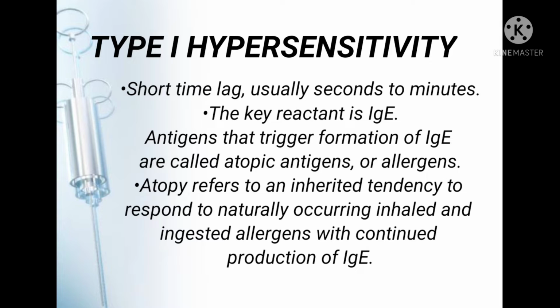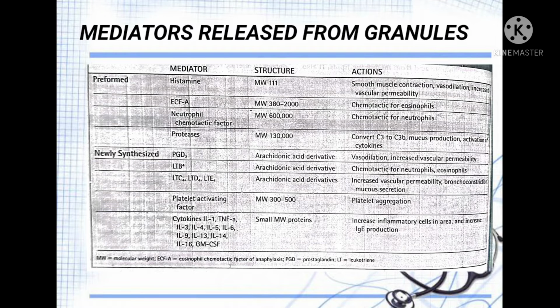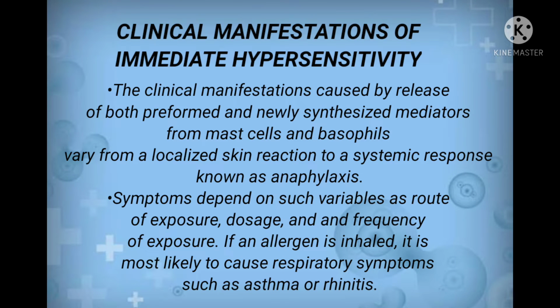Atopy refers to an inherited tendency to respond to naturally occurring inhaled or ingested allergens with continued production of IgE. Typically, patients who exhibit allergic or immediate hypersensitivity reactions produce a large amount of IgE in response to a small concentration of antigen. In this table, it shows the mediators of immediate hypersensitivity. Clinical manifestations of immediate hypersensitivity.